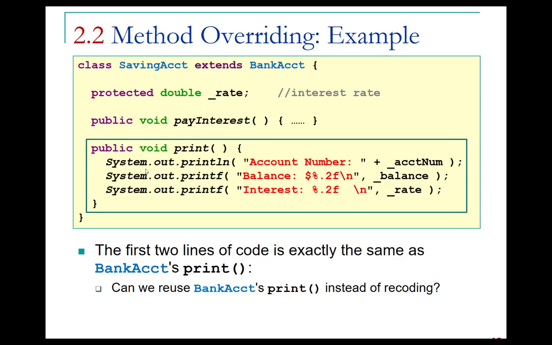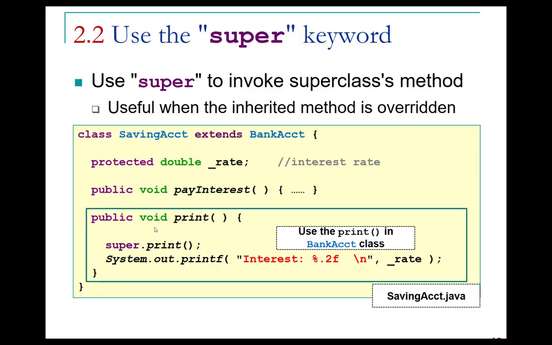Public void print, account number like this, balance like this, and the additional line, interest rate like this. Again, you see that these two lines are repeating what is already in the bank account print method. We can again replace it with the super keyword. Here is how the print looks now.